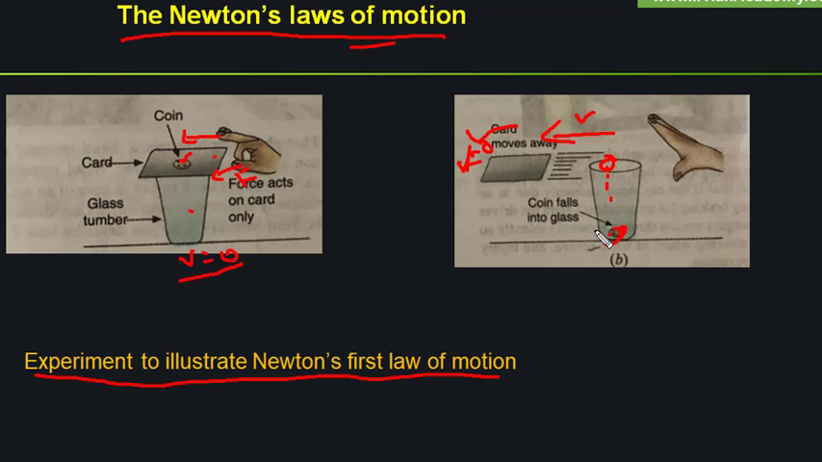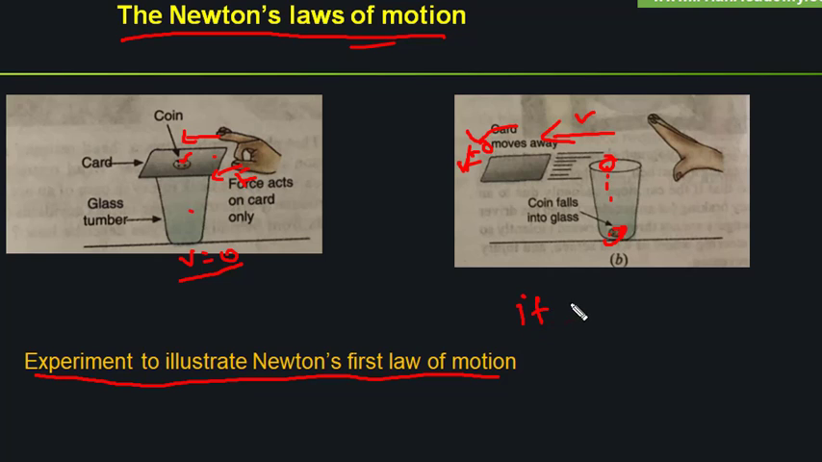Okay, but think about the coin. You didn't hit the coin. So what will the coin do? The coin will remain in the state of rest, means it remains at rest. And then when there is no card, it will fall down. Okay, so what you understood, there are two aspects that you understood.